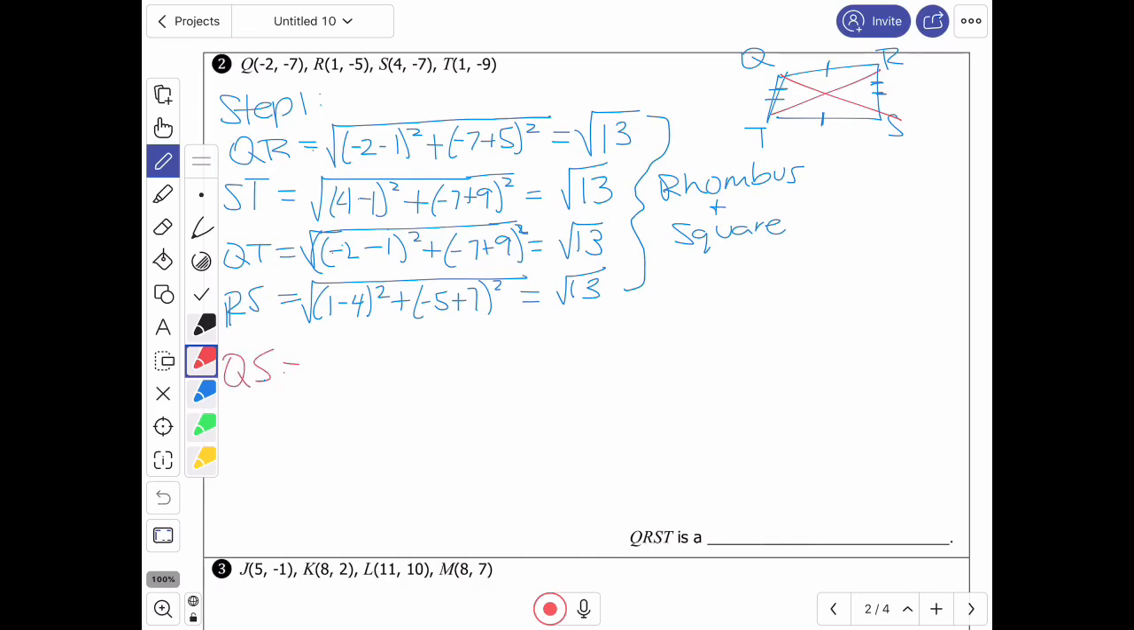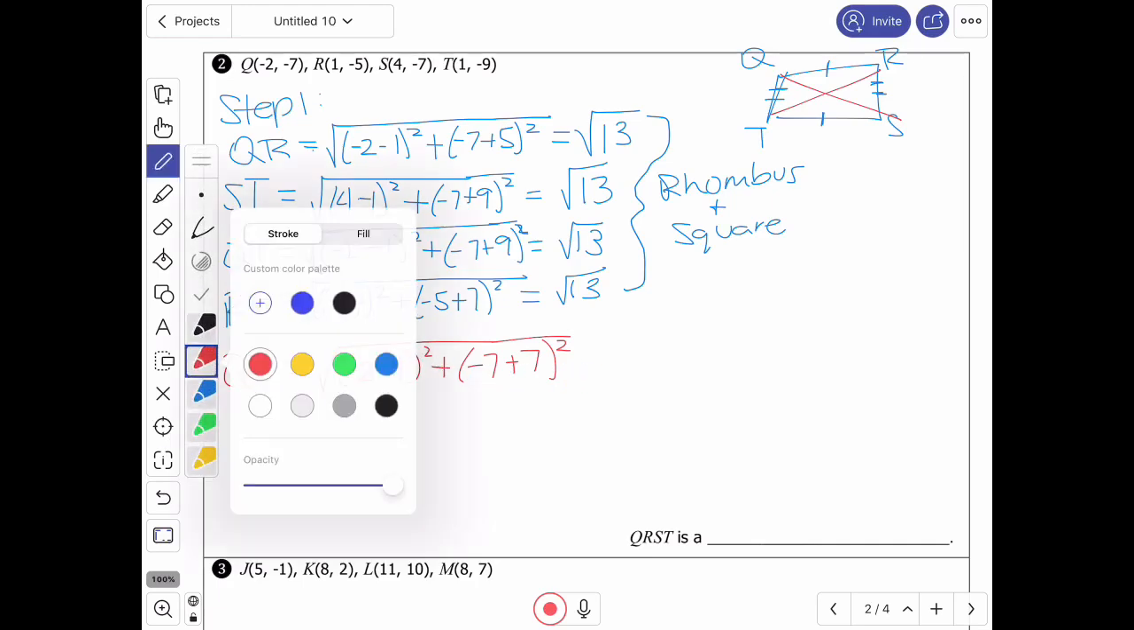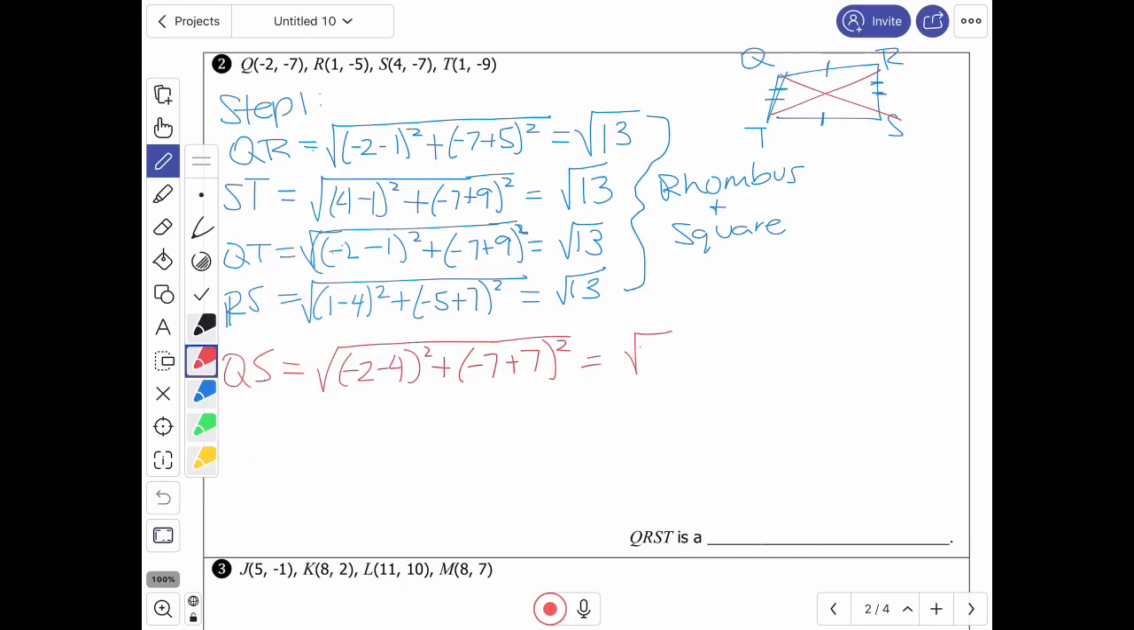So QS, you guys are going to be pros at the distance formula. -2 minus 4 squared plus -7 minus -7, so +7 squared. Okay, these actually cancel each other out, so it becomes 0. So then we have -6 squared, so this turns into radical 36, because 6 squared is 36.